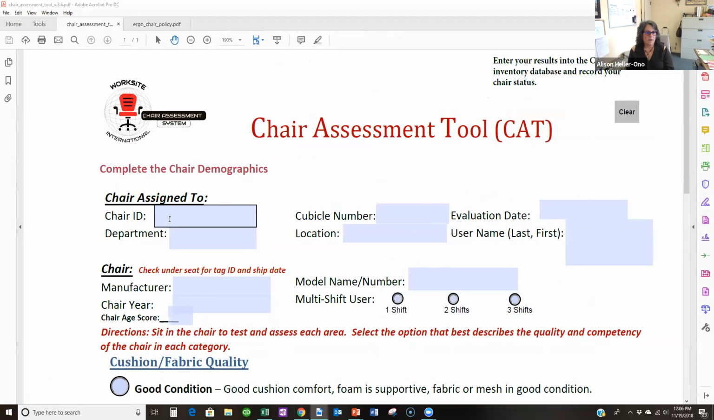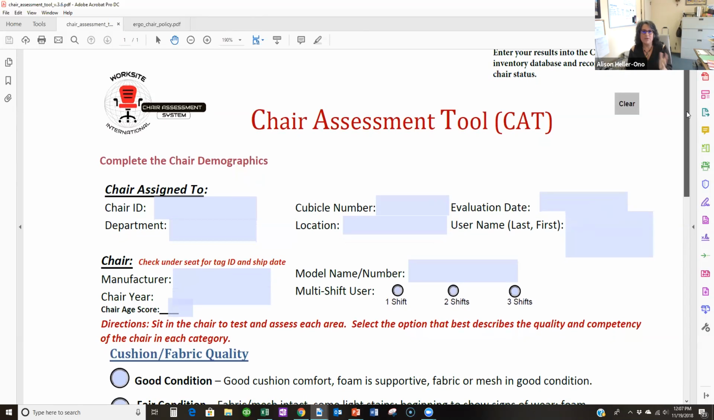Okay. So this is what you would take for your field notes. You see at the top, enter your results into the CAS inventory database and record your chair status. Now, for your homework, I want you to evaluate, at least try to evaluate up to 10 chairs. And I'll show you why I want you to do it up to 10. If you do 5, that's fine. Between 5 and 10 is what I would like to see, okay?